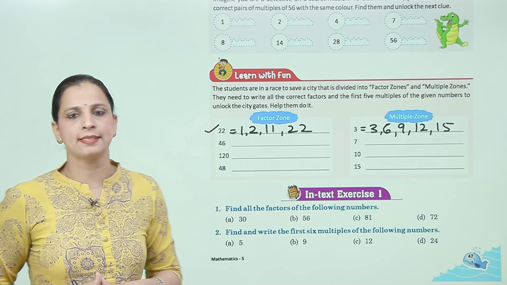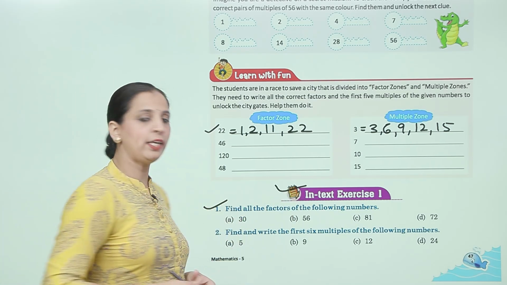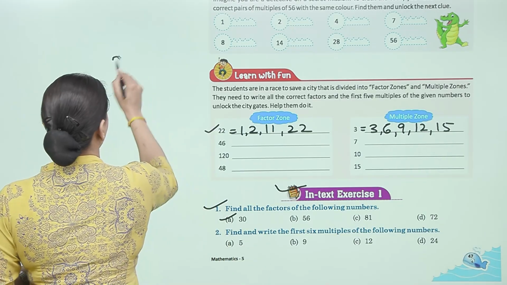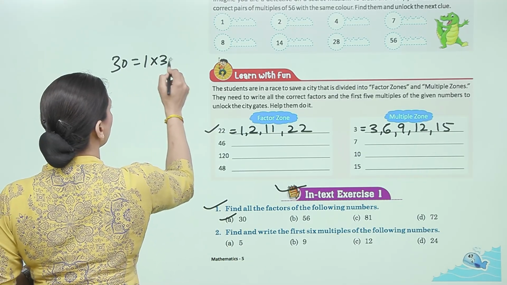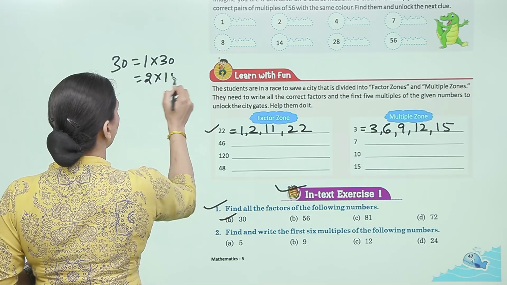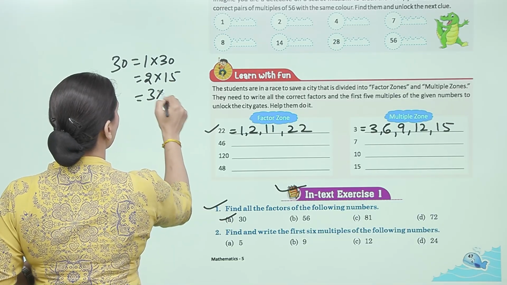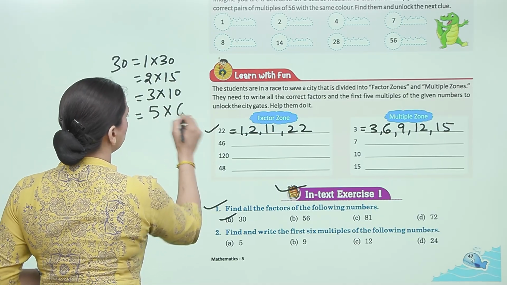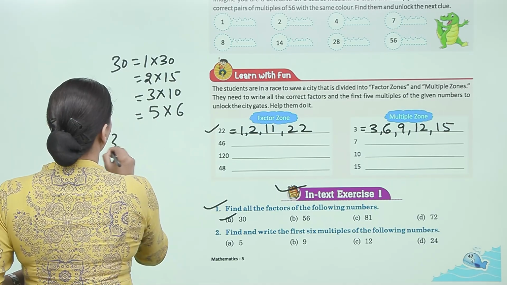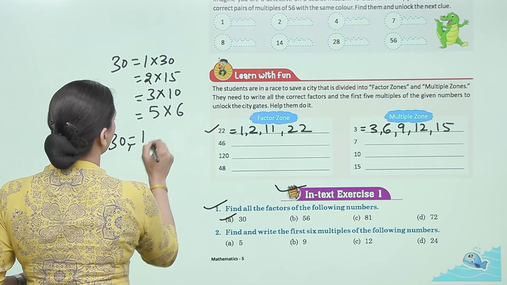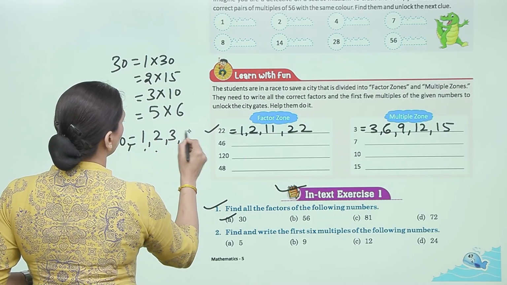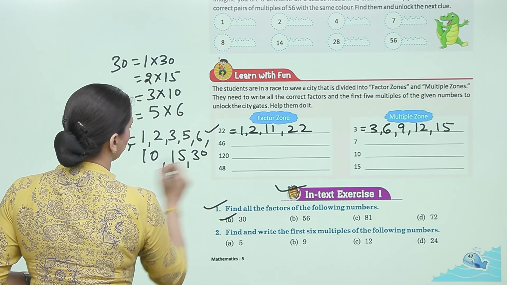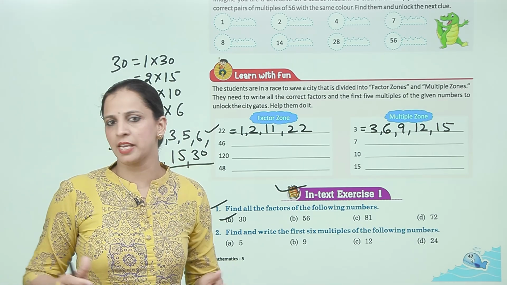Now next, in-text exercise 1. Question number 1, find all the factors of the following numbers. Now A is 30. 1 multiplied by 30, 2 multiplied by 15 is 30, 3 multiplied by 10 is 30 and 5 6s are 30. So factors of 30 are 1, 2, 3, 5, 6, 10, 15 and 30. So children, using the same method, you will try the remaining parts yourself.